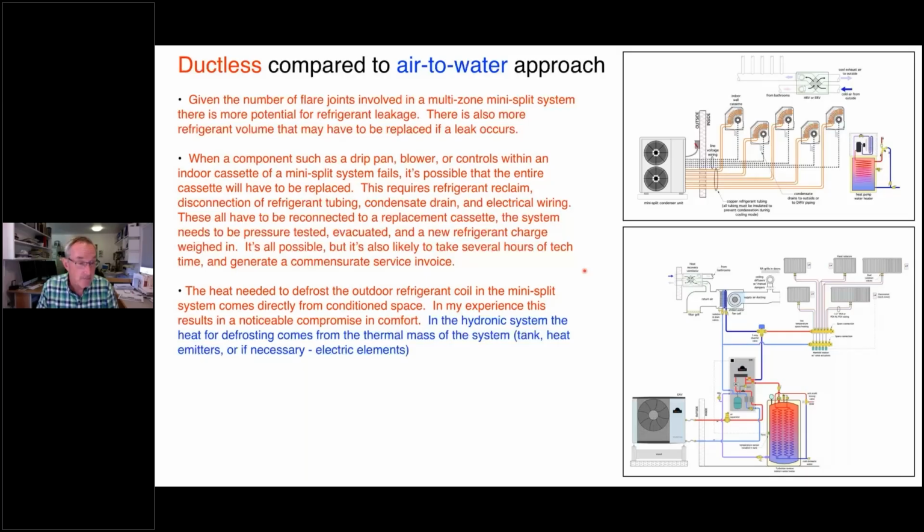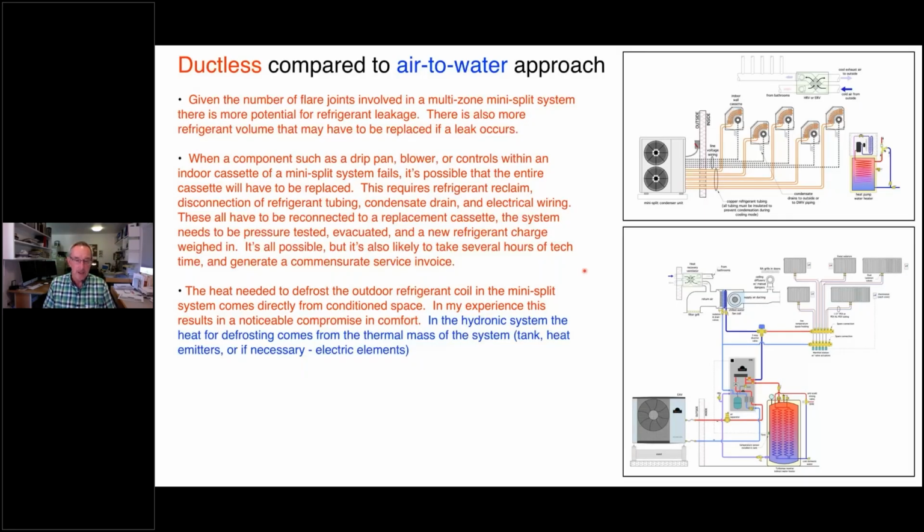And that became noticeable. And again, different products, sometimes they shut off the indoor fan and so forth to try to minimize this effect. But the bottom line is when you defrost an outdoor coil, you have to have heat to do that. And typically with a ductless system, that heat comes from the interior of the building directly from the air. Now, in a hydronic system, that heat can come from other mass in the system.